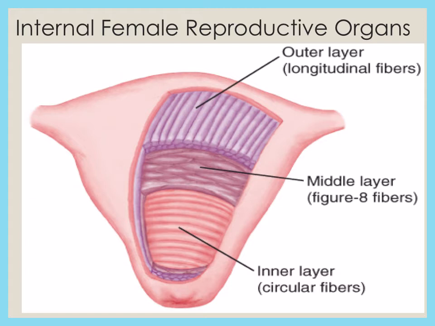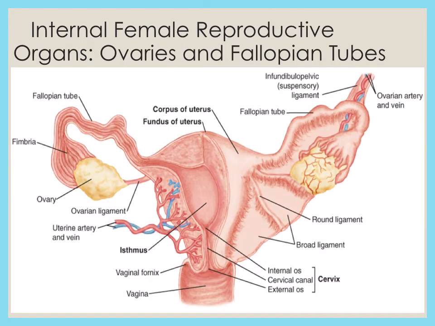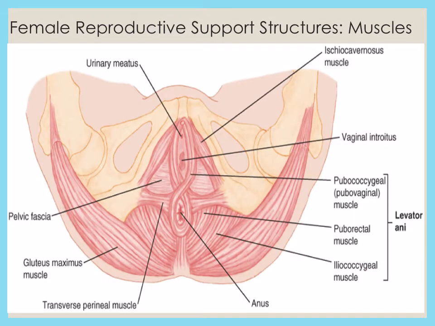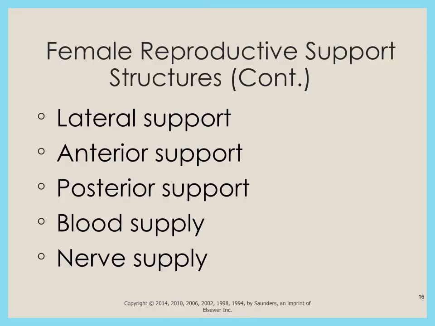We have an internal female reproductive visualization here of the uterus and the layers that comprise the uterus itself. Taking a more segmented or closer picture here, the internal female reproductive organs include the ovaries and the fallopian tubes, organs that play a major role in conception and fetal development. The pelvis over here is going to be coming into play when we discuss labor and delivery, as we know this is the birth canal, and then another picture here of the female reproductive support structures and muscles.